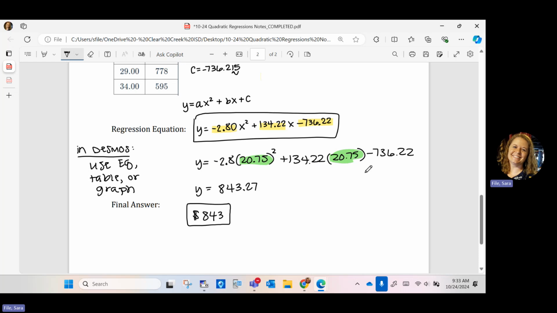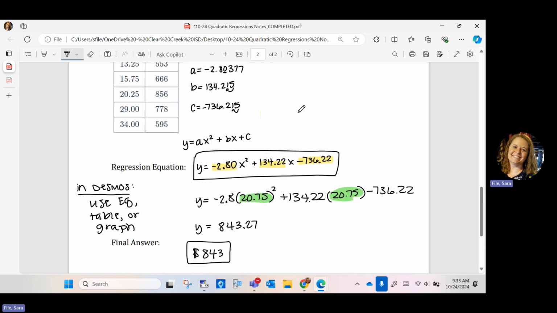Y'all feeling okay about this regression process? So these first two examples were really just practicing putting the data in Desmos to write the regression model, the regression equation, and then using it to make a prediction. Given a certain x value, what would be the y value? And practicing your rounding. Make sure you know your place value.